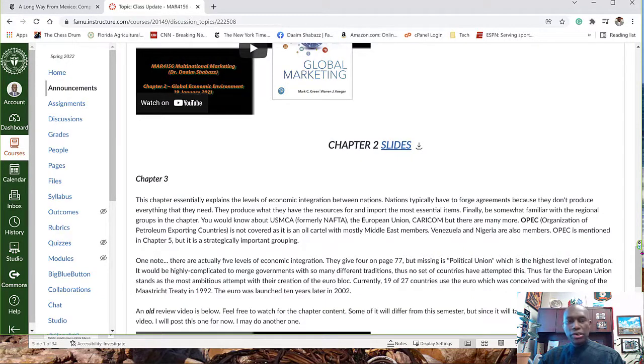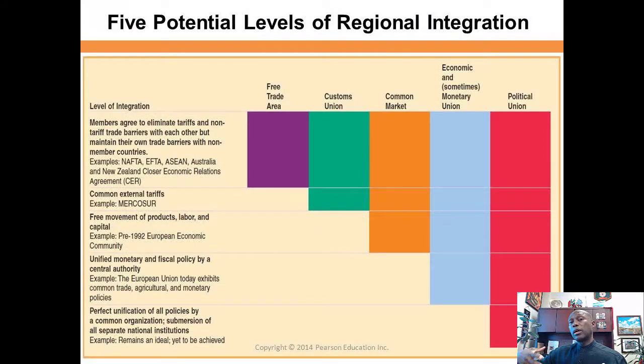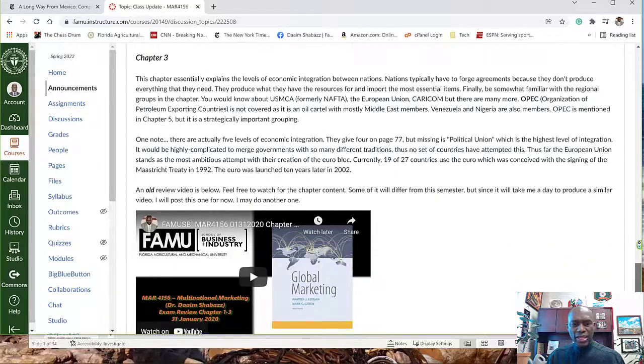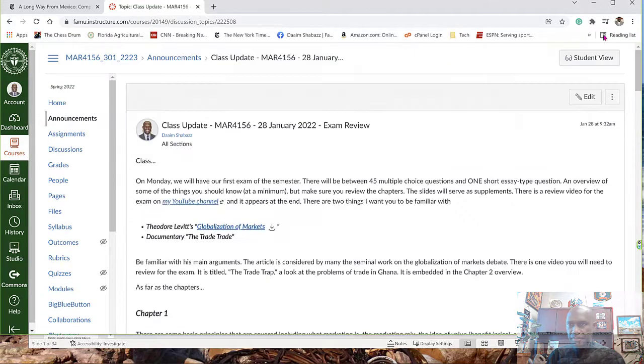They have the economic union, and then what they don't have in the book is political union, which would include a centralized government for all the member nations. We have not seen that yet. The European Union is not a political union, it's only an economic union. So there's another level of integration that you'll find in some other books.